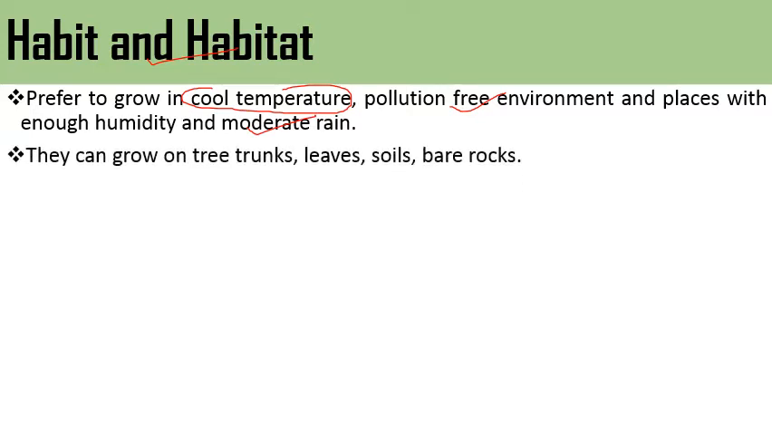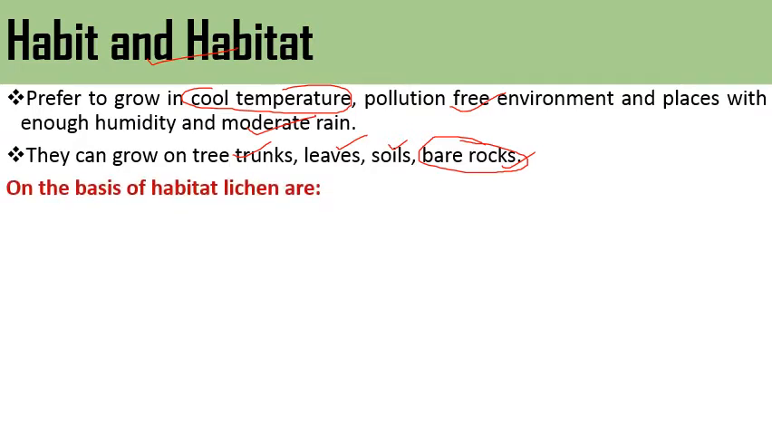They can grow on tree trunks. हम इसको ऑब्जर्व कर सकते हैं ट्री ट्रंक्स में, लीव्स में, सॉइल सरफेस पे और बेयर रॉक्स पे. बेयर रॉक्स पे ग्रो करते हैं, so that's why they are the first communities to grow on the bare areas. That's why these are known as pioneer communities in case of succession that we will discuss in ecology.